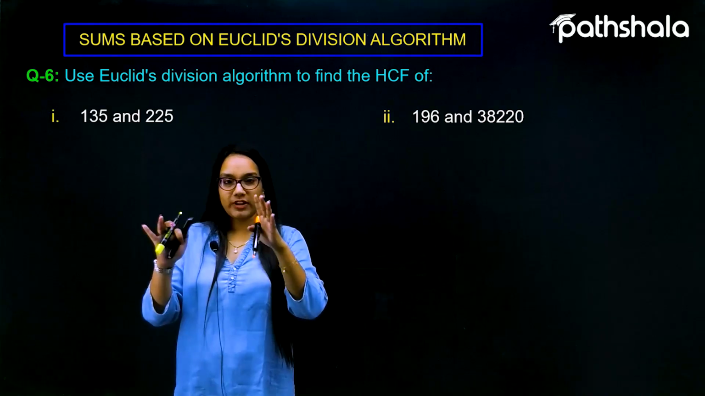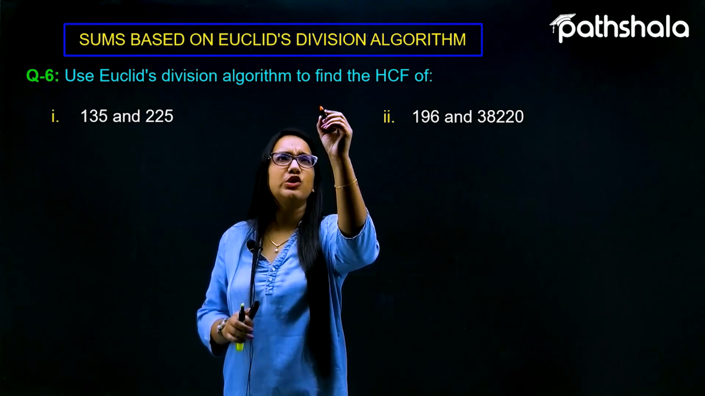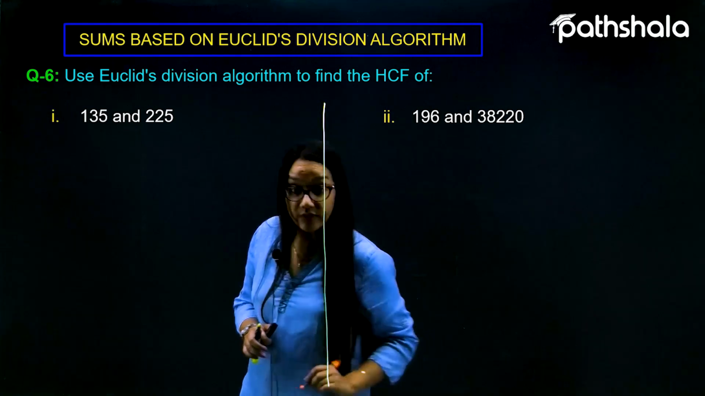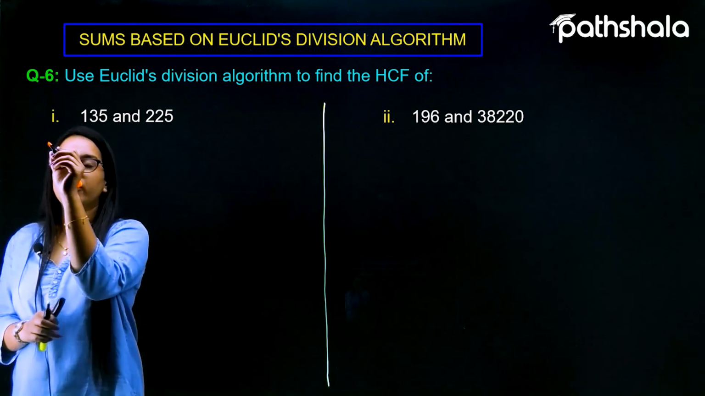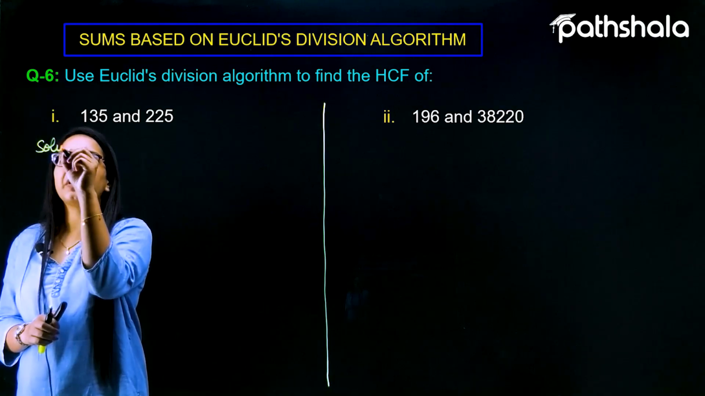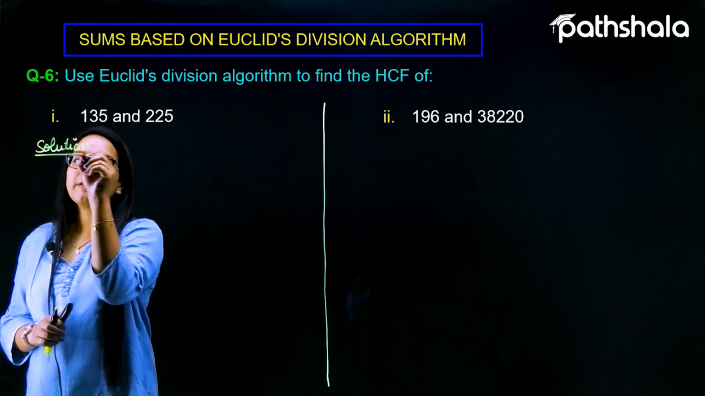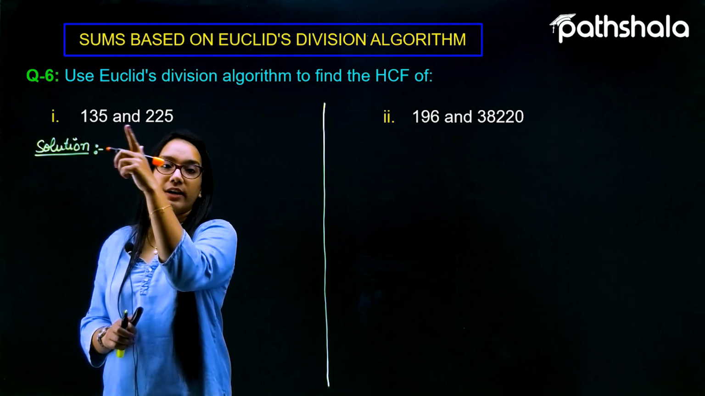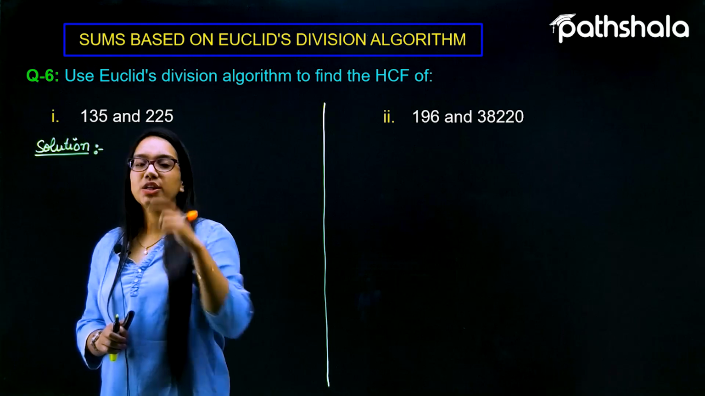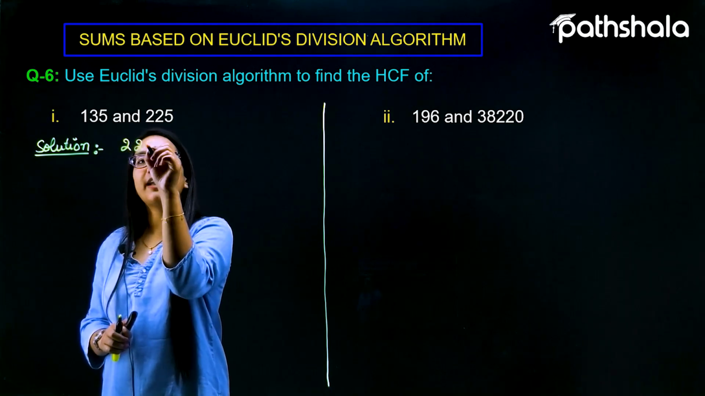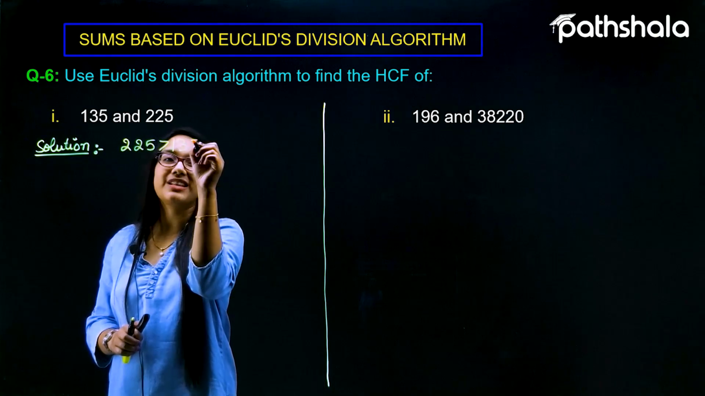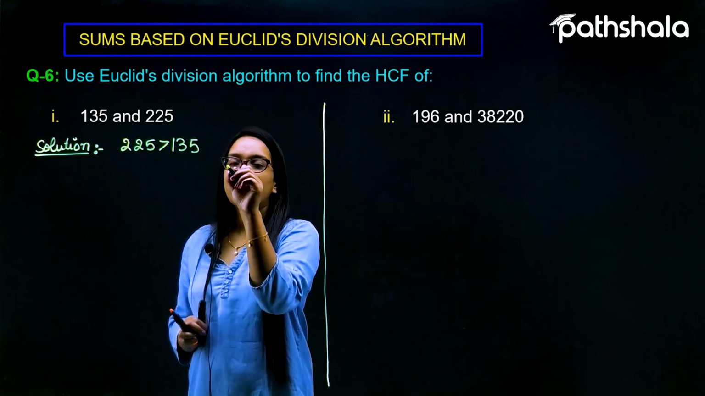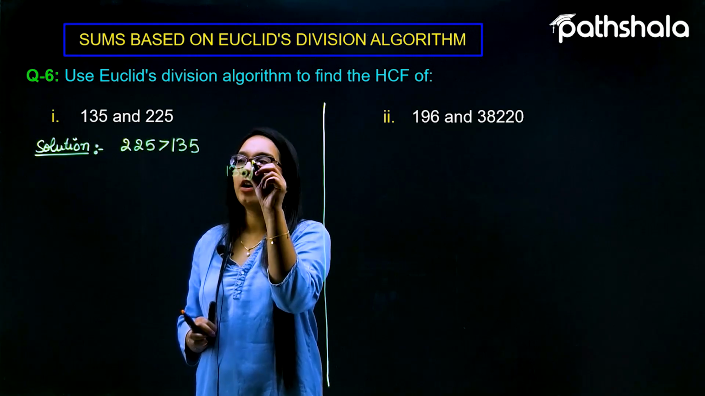So let me solve the very first part first. Let me write the solution. We know that we have to apply Euclid's division lemma here, and by using it, if it is a and it is b, we know that a is always greater than b. So 225 is greater than 135. It means that we have to divide 225 by 135. Let's divide in the corner area. So we have 135 and we have 225.